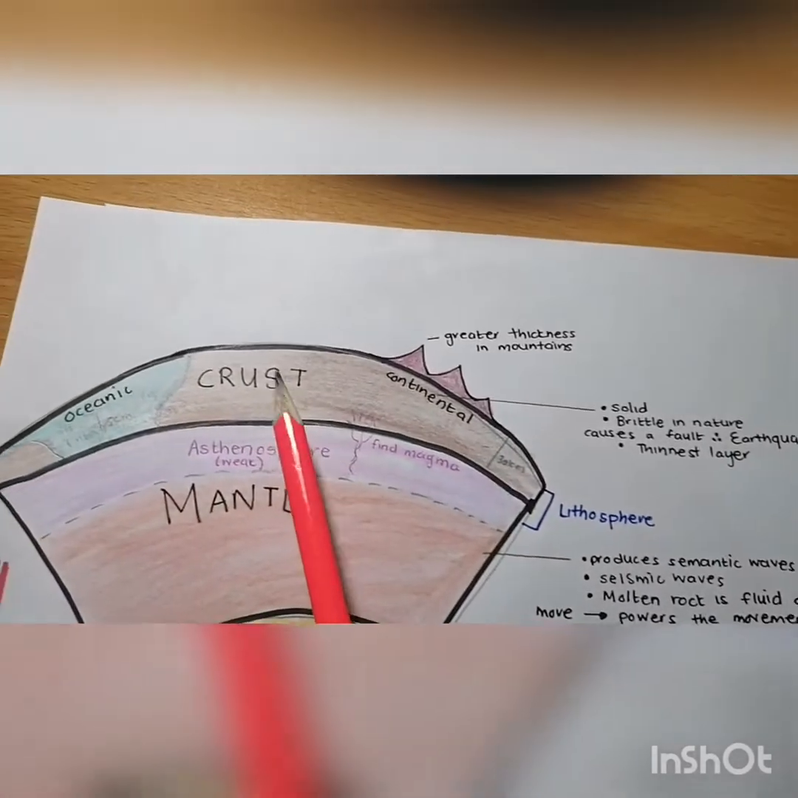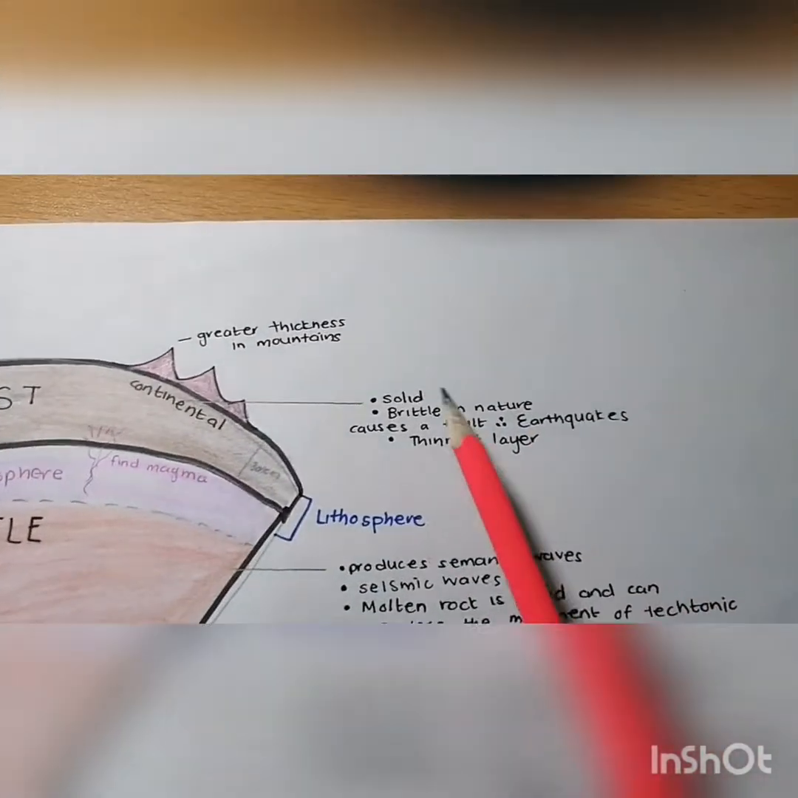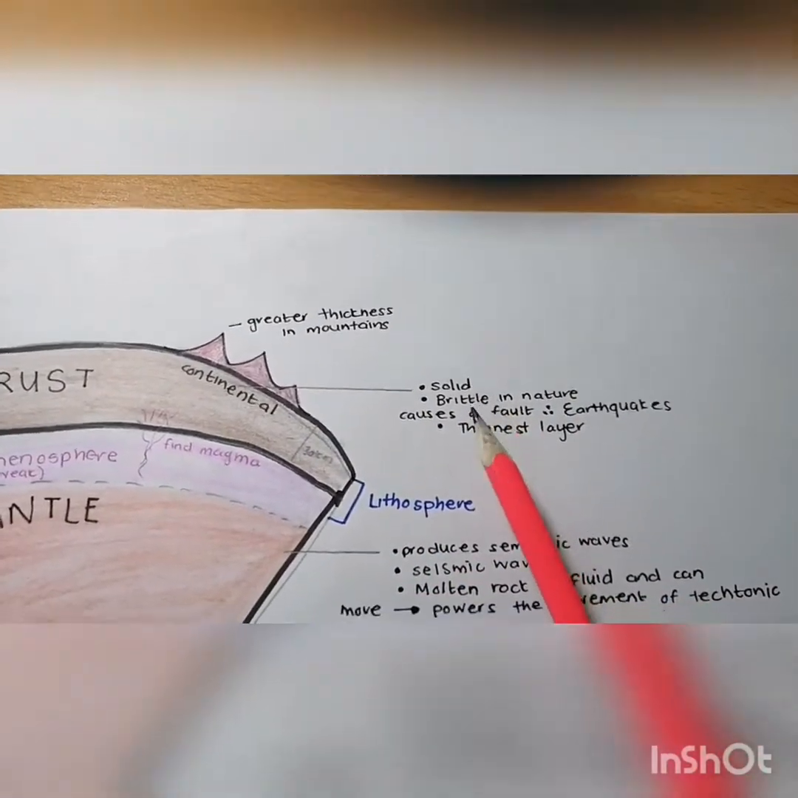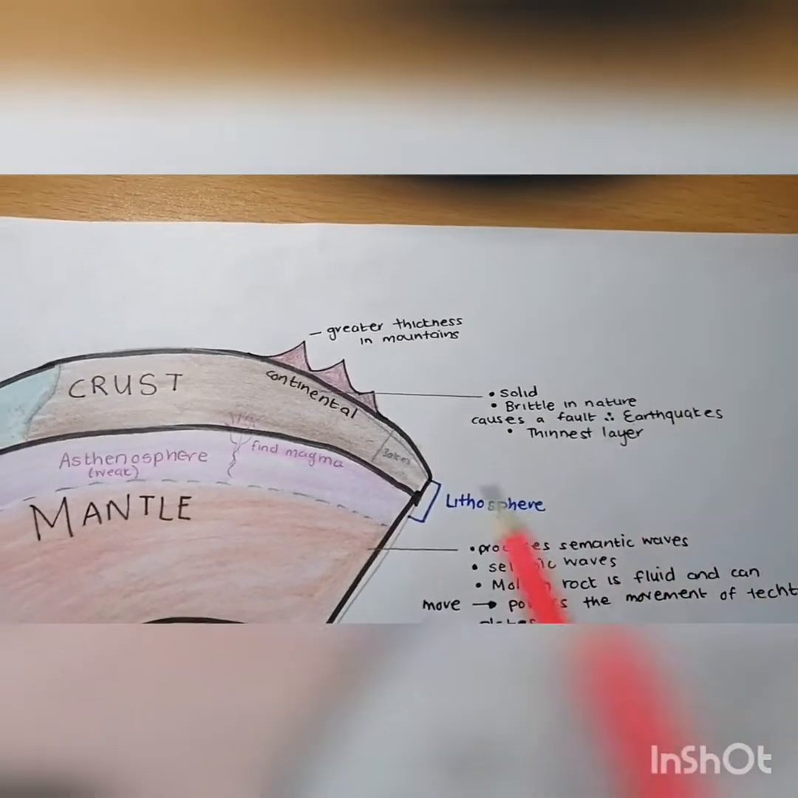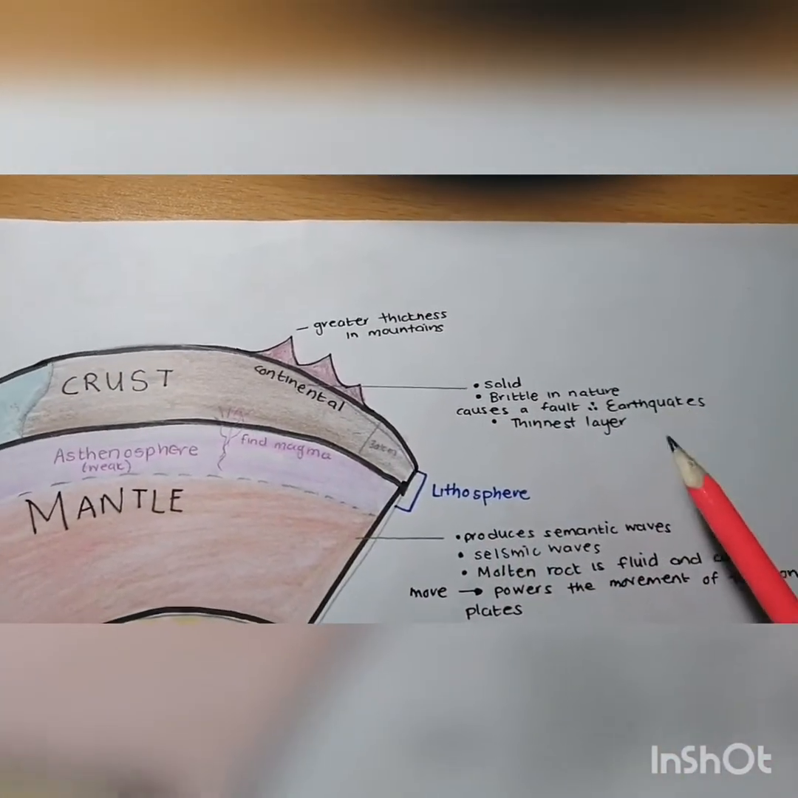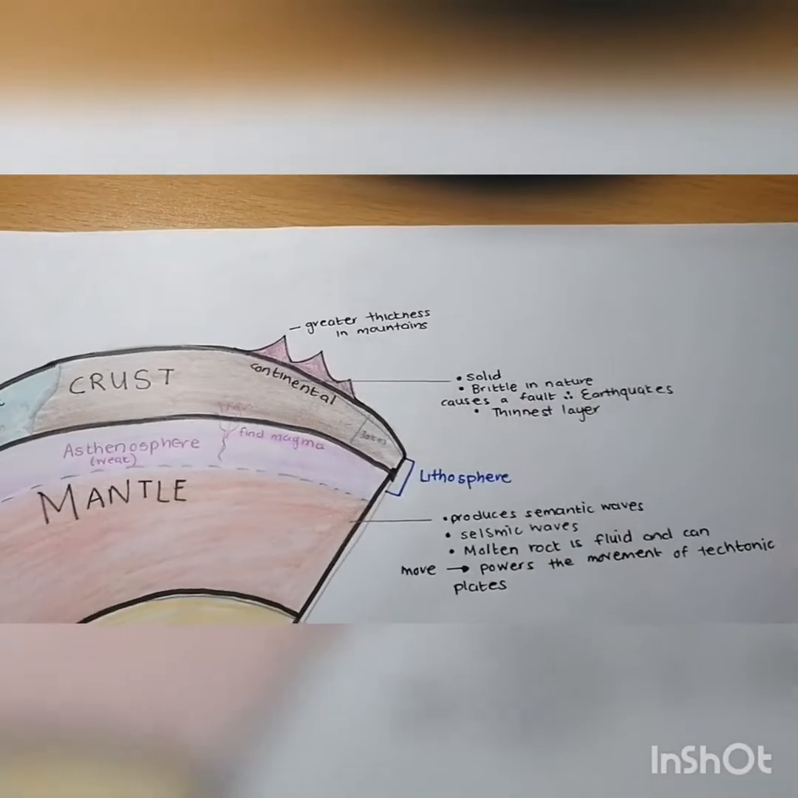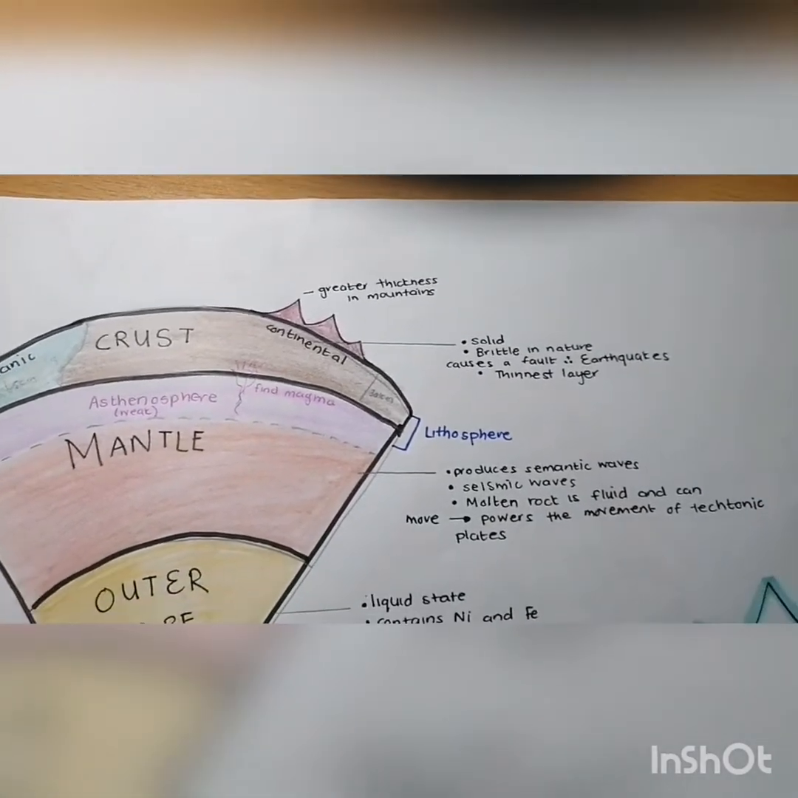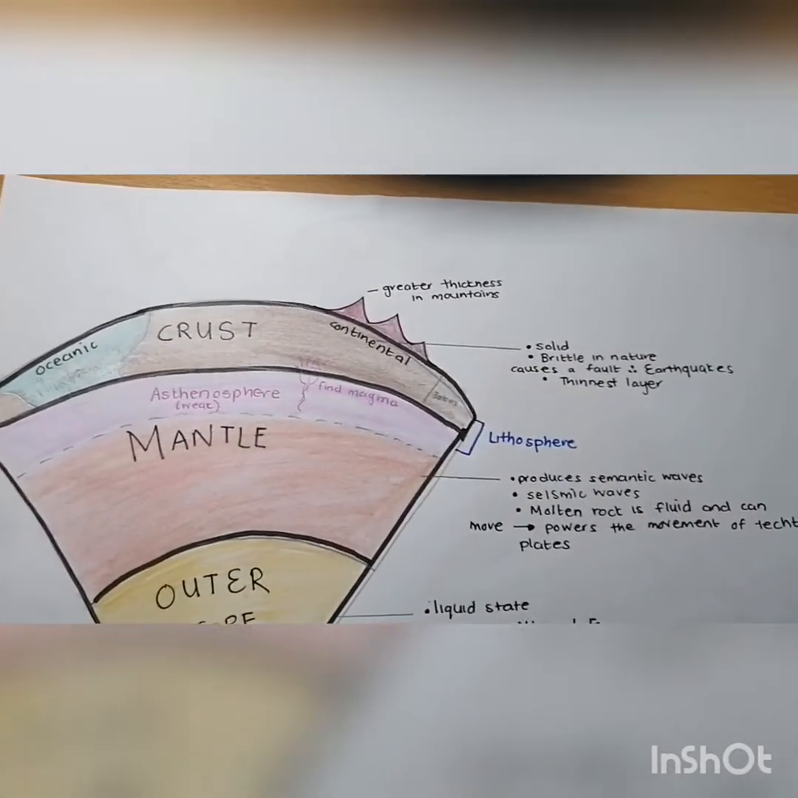Okay, let us see the properties of the crust. The crust is solid. It's brittle in nature because it causes a fault. Therefore, earthquakes happen, volcanoes, and other disruptions in the earth.